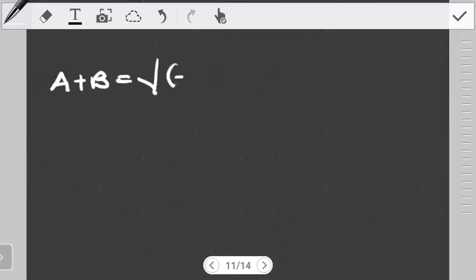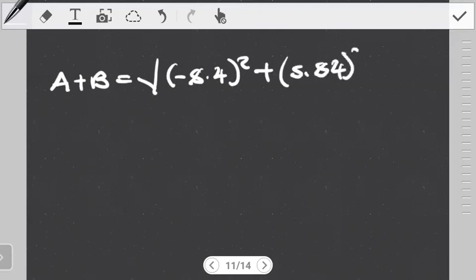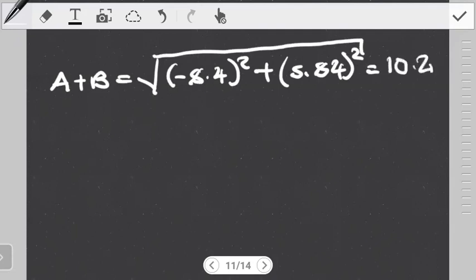So what we have is negative 8.4 squared plus 5.84 squared. If you square this, you see that the magnitude of A plus B comes out as 10.2 meters. So this is the magnitude of A plus B. Now, the next thing that we have to do is to get the direction. For us to get the direction, notice one thing.